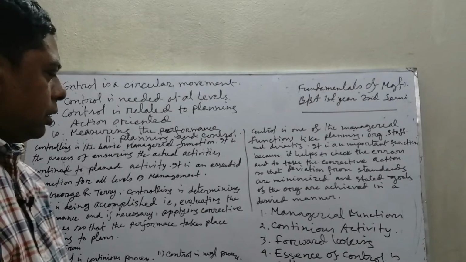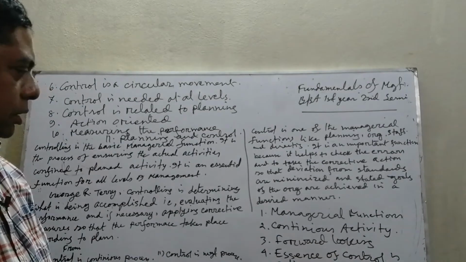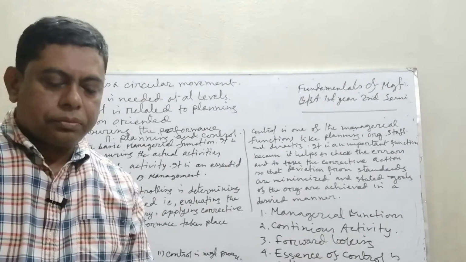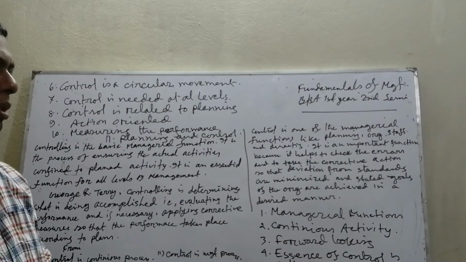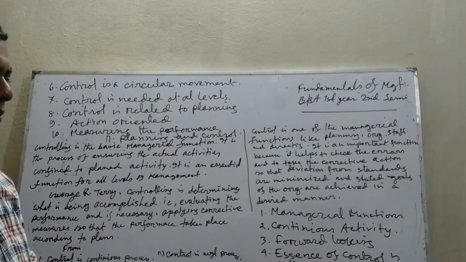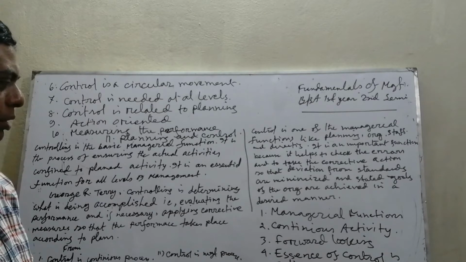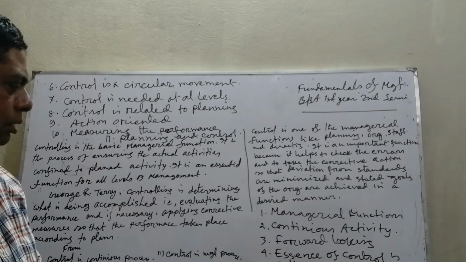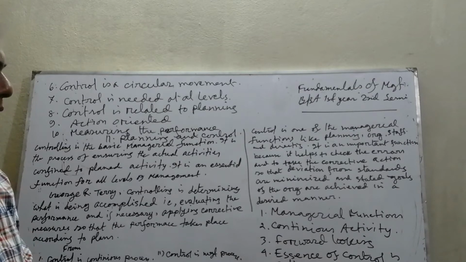And the next characteristic is essence of control is action. Control is always action oriented. It is the basic managerial function. It is the process of ensuring the actual activities conform to planned activities. It is an essential function for all levels of management. And the next characteristic, control is both positive and negative.